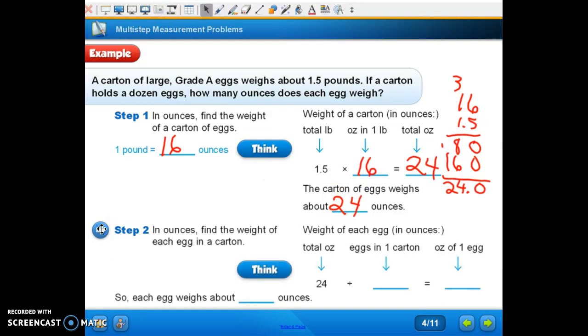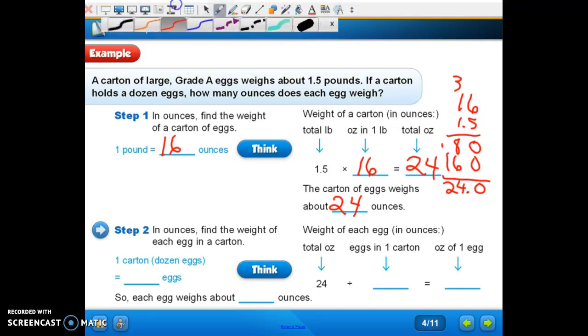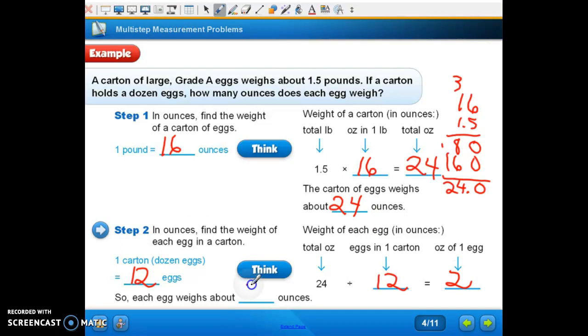Step 2. In ounces, find the weight of each egg in a carton. 1 carton, or a dozen eggs, is how many eggs? How many is in a dozen? 12. So 24 divided by 12 is what? 2. So each egg weighs about 2 ounces.